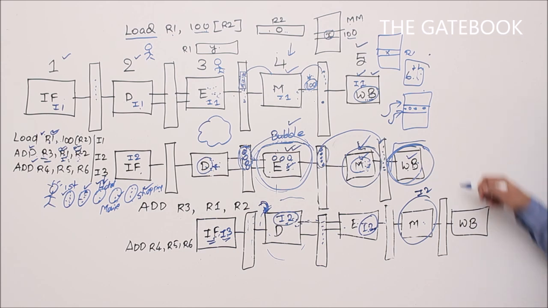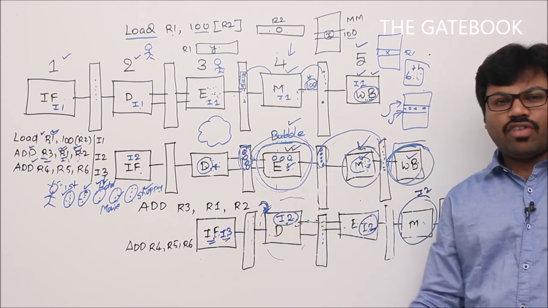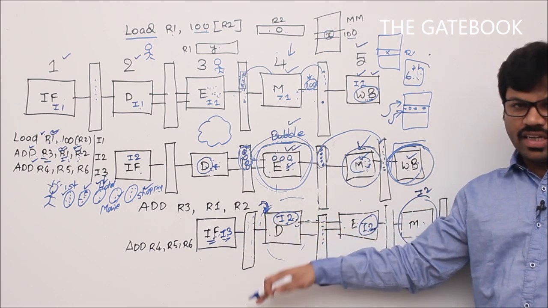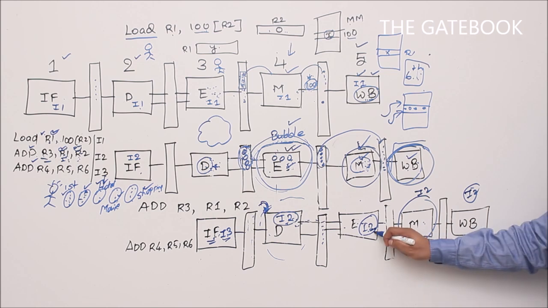Then after that, in the next clock cycle, I2's write back will be done. Now what I want to tell you is, is it correct? Forget about I3. I3 will be fetched again later, everything. So at this moment what I want to say is, if you do it like this, is it correct? Are you getting the right data?